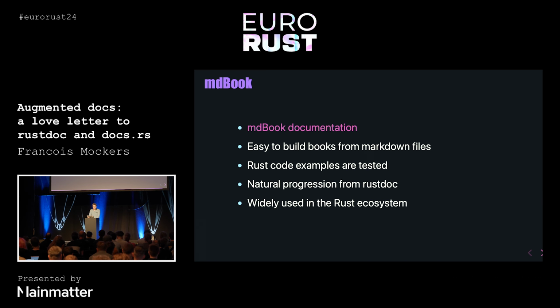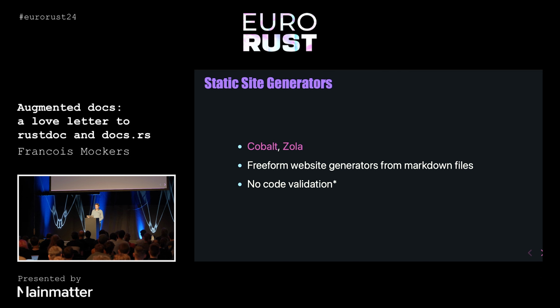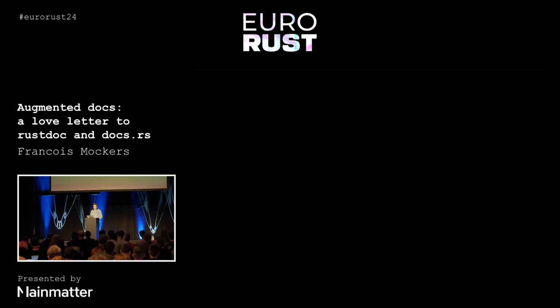Two last tools that I want to talk about. So mdBook, it's a very powerful book builder from Markdown files. It's made by the Rust community, so Rust code examples are tested, and it's very natural to progress to mdBook from Rustdoc, and it's very widely used in the Rust ecosystem. It's what's used for every book in the Rust repository, for example. And the last kind of tool is static site generators. There are two mainly used in Rust, Cobalt and Zola. The idea is to have free-form website generators from Markdown files.